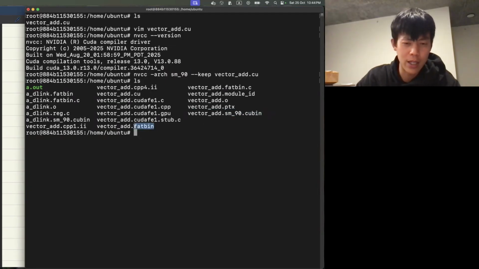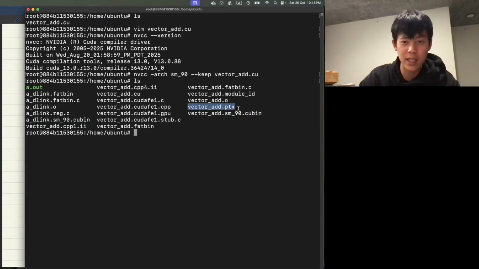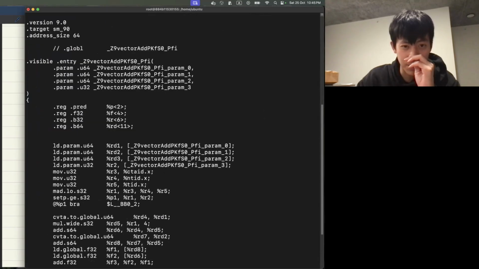This fat binary is basically saying, okay, this executable can run on multiple different architectures. So basically, a fat binary is a very portable executable. It can probably run on SM90, SM80, etc. And this presumably has a larger size than the CUDA binary. Some other interesting files over here is this PTX file. So I will take a look at what the PTX file has. So this is the PTX file.